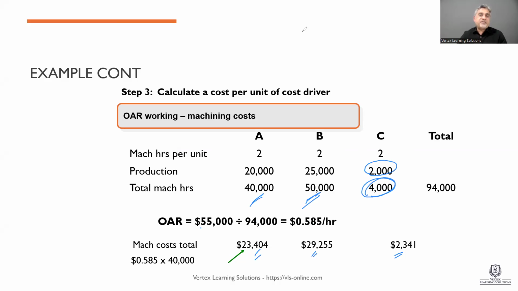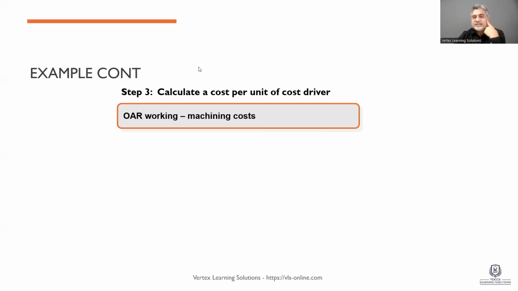This is the concept of activity-based costing. The overheads are allocated based on the consumption of those activities. Okay, and it looks like a fair distribution, a very logical, mathematical distribution of overhead cost. This was my first overhead, machining. Which one is the next?